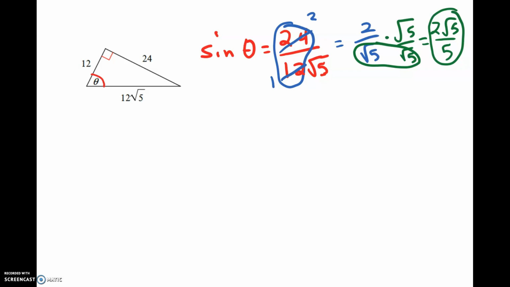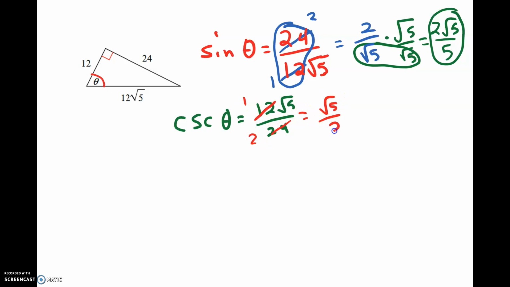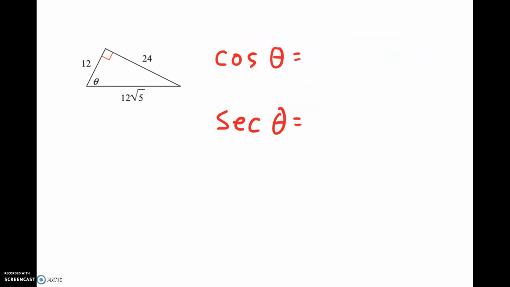Now, we already did a bunch of work for the sine. We could just take this 5 over 2 root 5 for the cosecant, but I like to back up a little bit. And for the cosecant of theta, start off with 12 root 5 over 24. We just got a whole lot less work to do there. And so we would do our simplifying, and we get square root of 5 over 2. There's the sine and the cosecant. Let's find the cosine and the secant of theta.